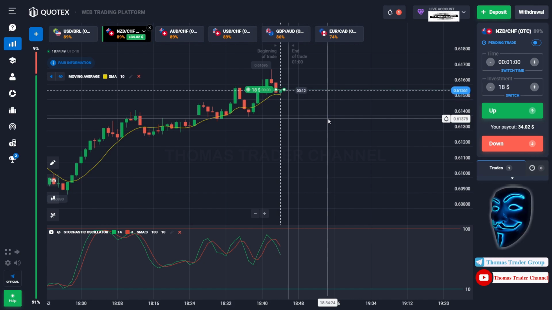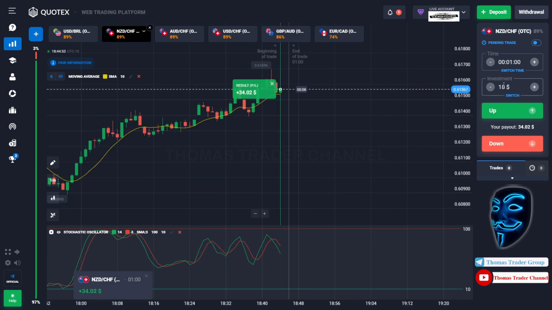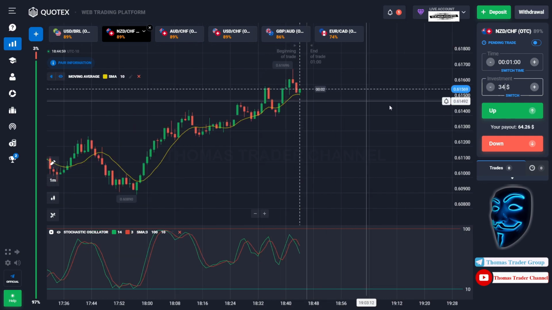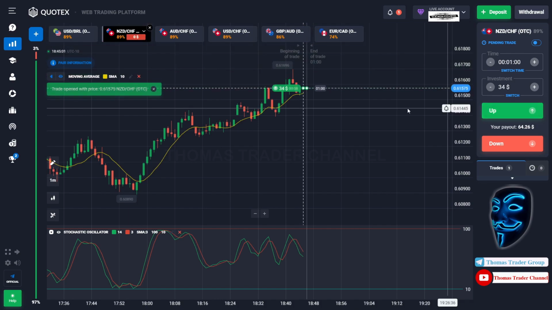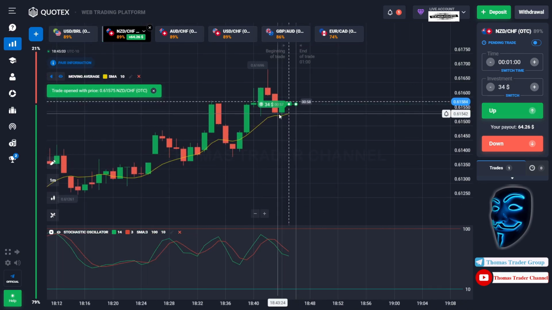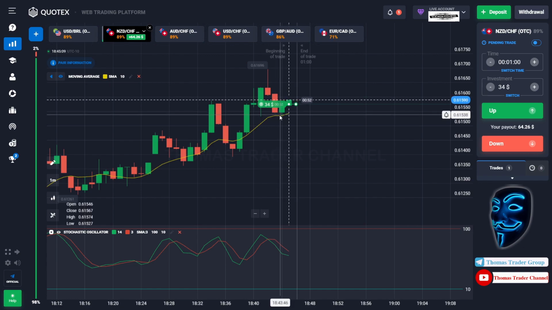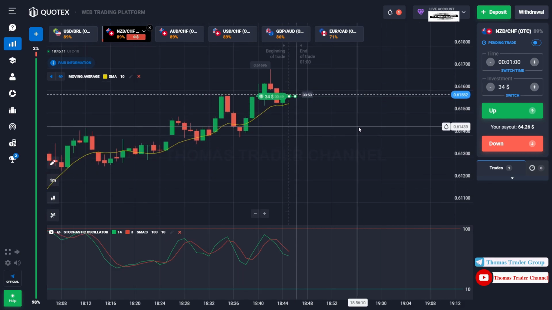We made a right prediction over here. We made a profit of $34. Let's change our investment into $34. And over here we still can open buy for 1 minute. As you can see, the market has just made a rebound on the moving average line. I'm sure that the market will still continue the bullish trend. Let's prove it and let's wait till the end of our trade.